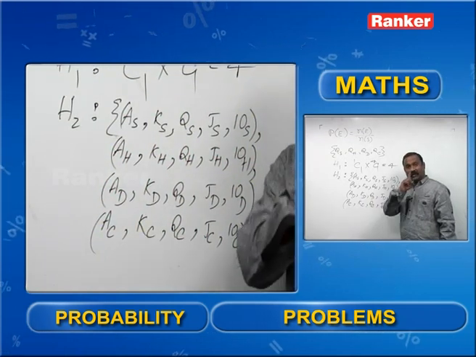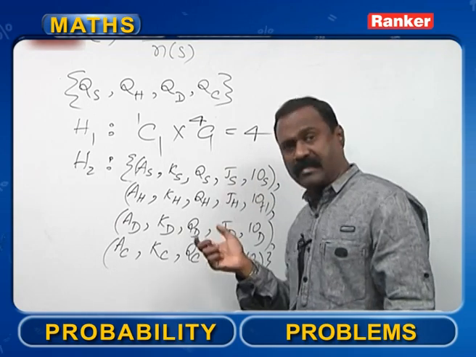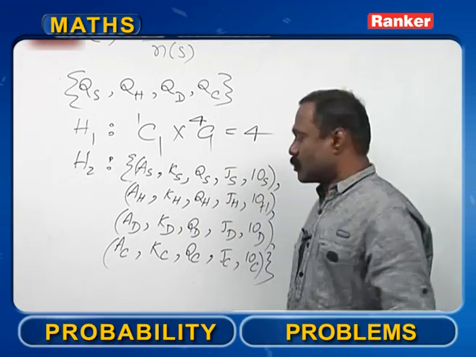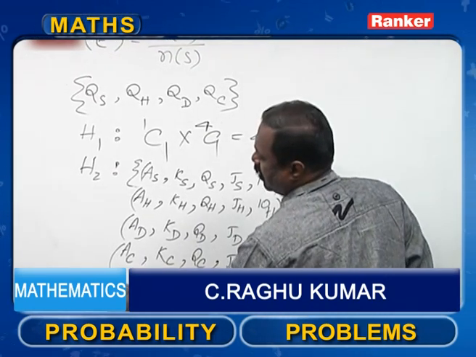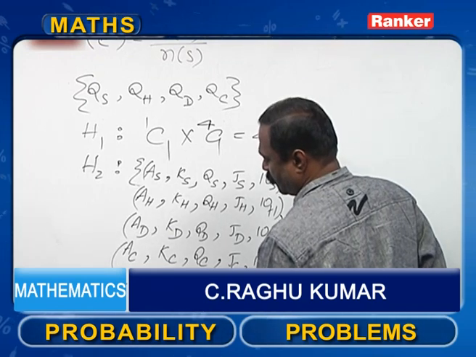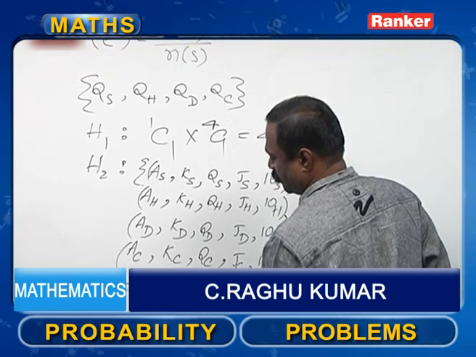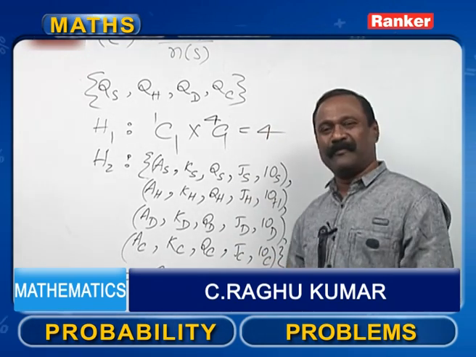From 4, we need one. One such set is nothing but H2. So it is nothing but 4C1. It is also 4. This has got to be 4, this is also got to be 4.